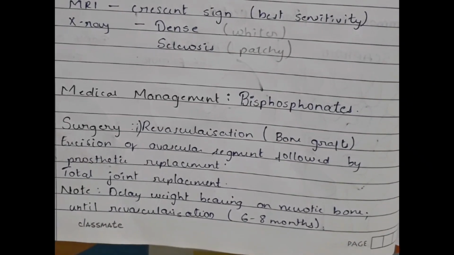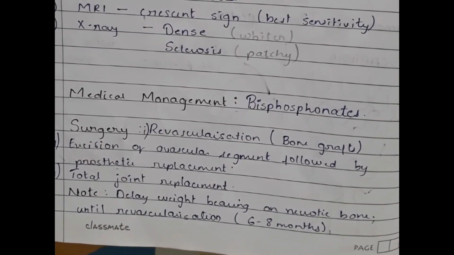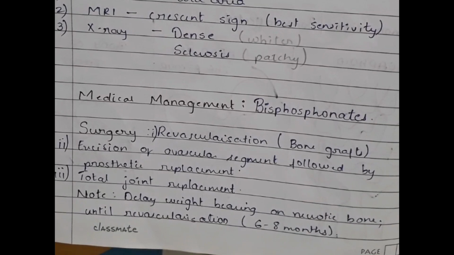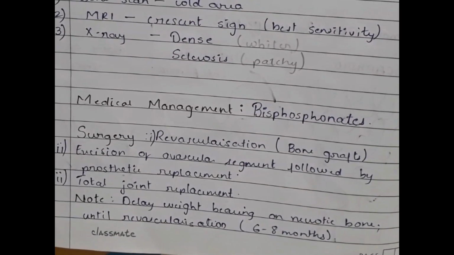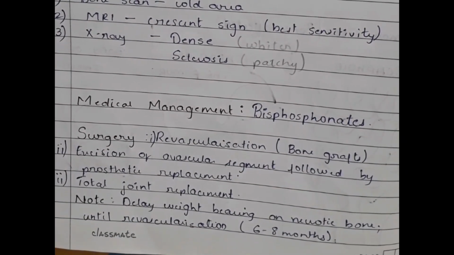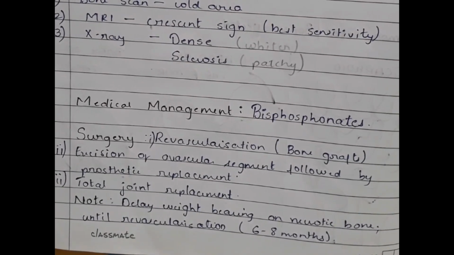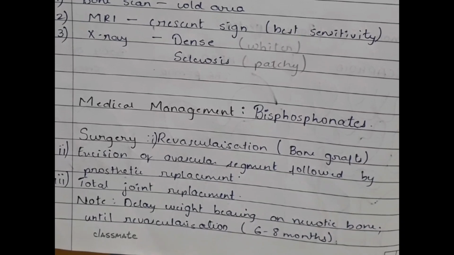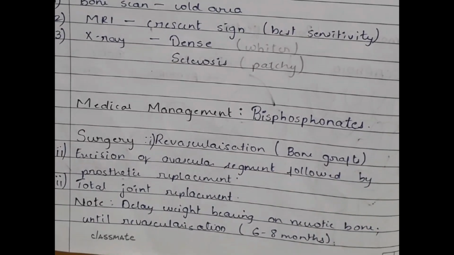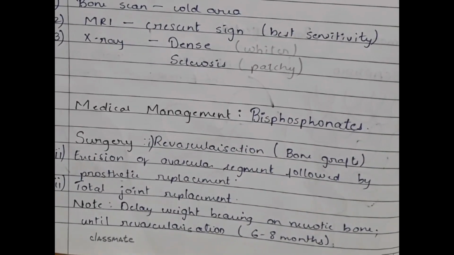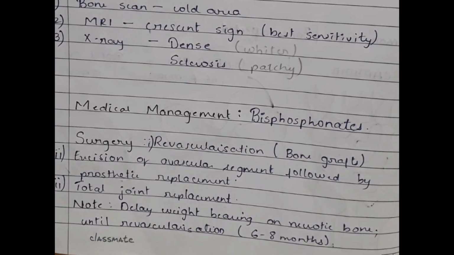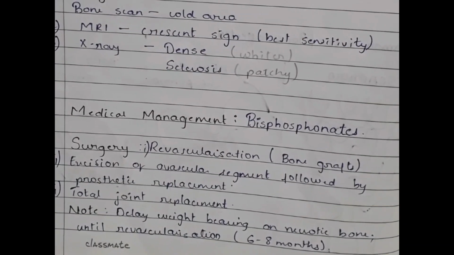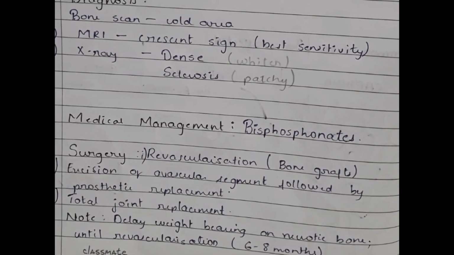Medical management includes administration of bisphosphonate drugs, and surgical management is revascularization, that is by using bone grafts. Secondly, excision of the avascular segment followed by prosthetic replacement. Thirdly, total joint replacement. An important note over here is to delay weight bearing on the necrotic bone until revascularization is seen, and revascularization usually takes about 6 to 8 months.